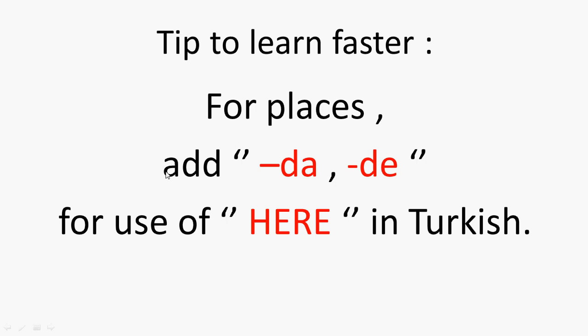Now let's see a few tips on how we use them. For places, we add da or de for the use of "here" in Turkish. All right, for places, if I ask you where you are, in that case I use da or de. Don't forget this.